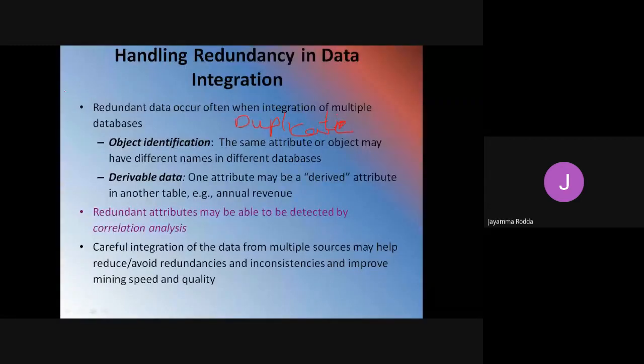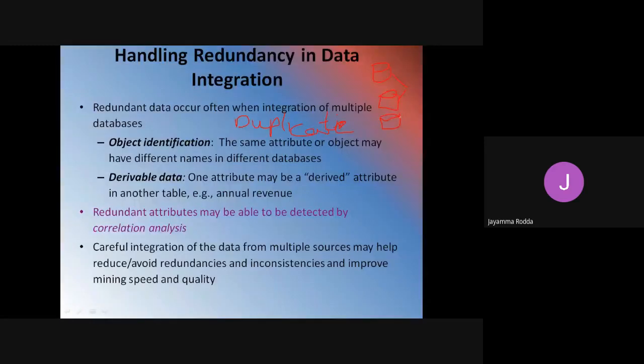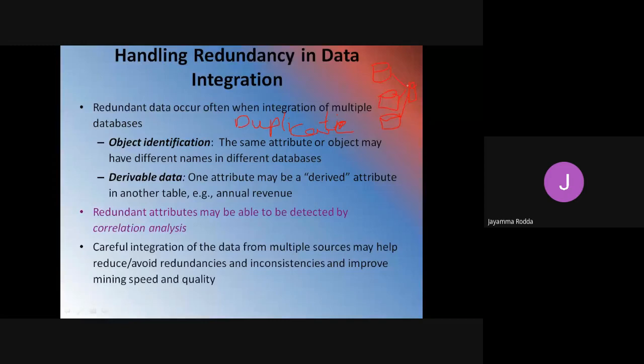Because when data is brought from multiple sources, these are the sources from where the data is brought. When it is brought into one single database, what happens? The database should be a little quicker because this is the biggest data warehouse. So when it is brought from different sources, sometimes all of them will be having the employee number.